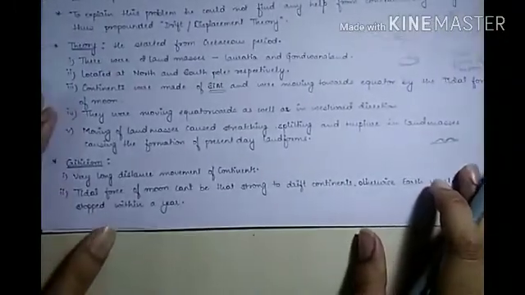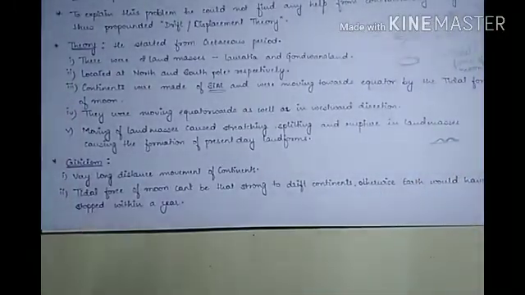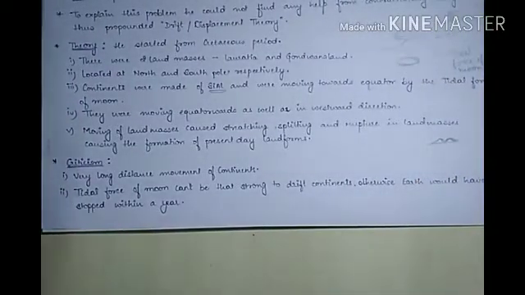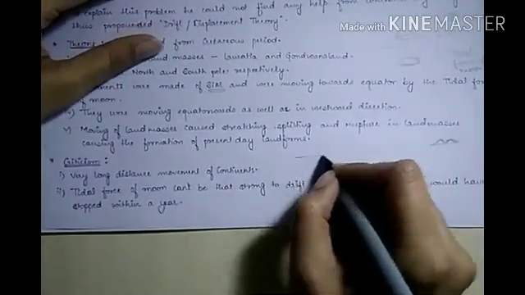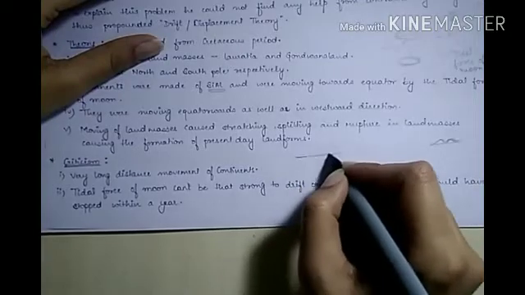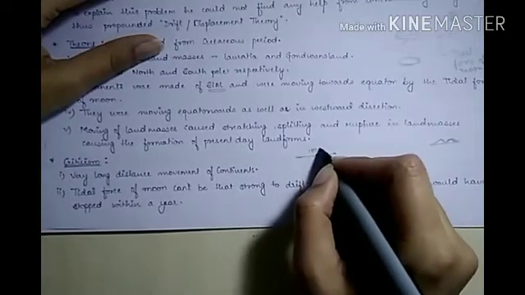Now, what was the criticism of F.P. Taylor? The first criticism was he moved continents to a very long distance, like thousands of kilometers. He moved the continents to thousands of kilometers.